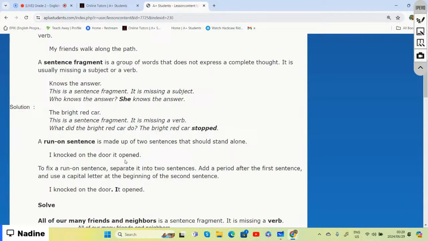And then we have a run-on sentence, right? A run-on sentence is made up of two sentences that should be standing on their own. And we can fix a run-on sentence by separating it into two sentences. Once we separate it into two sentences, we add a period after the first one and we use a capital letter at the beginning of the second sentence.